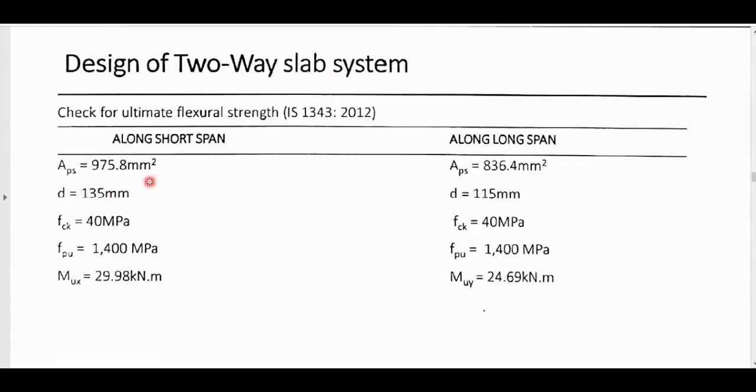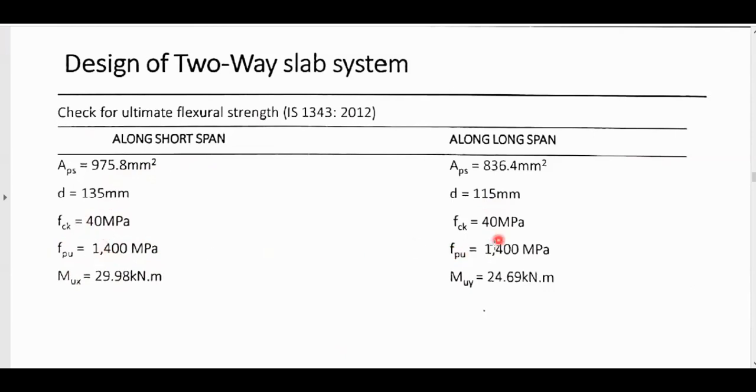So here are the values which we need. APS for the shorter span is 975.8. We have depth 135, and for the longer span it is 115. FCK is the same, that is the material property, 40 MPa for both cases, and FPU is also the same because we are considering the breaking load of one single strand divided by the cross-sectional area, so it will be the same for both cases.